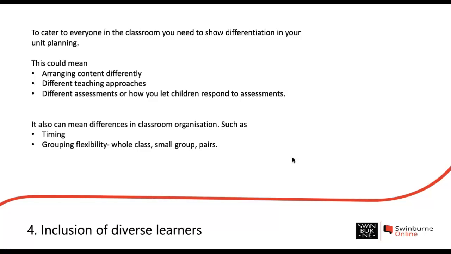The other thing you can do is flexible grouping. The groupings of children is another way to show us that you're catering to diverse learners. You've got whole groups, you've got small groups, you've got pairs, you've got buddies. How can you use flexible grouping and changes of grouping? How can you use your assessment to inform your groupings?